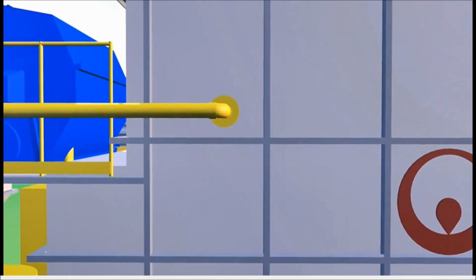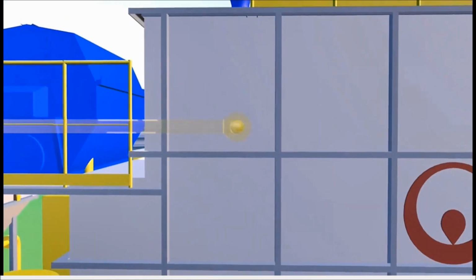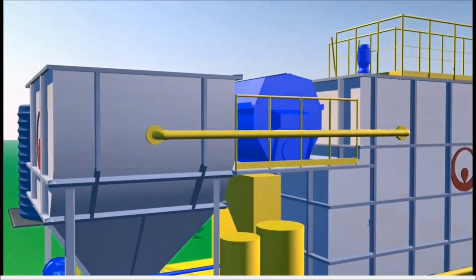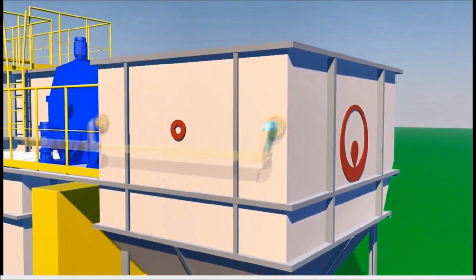The flow from the MBBR tank flows by gravity to the multi-flow flocculation tank. The water then flows by gravity to the settler. The sludge settles at the bottom of the hopper and the clear effluent water shall overflow to the drum filter.